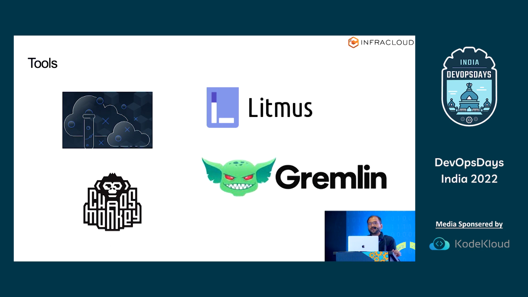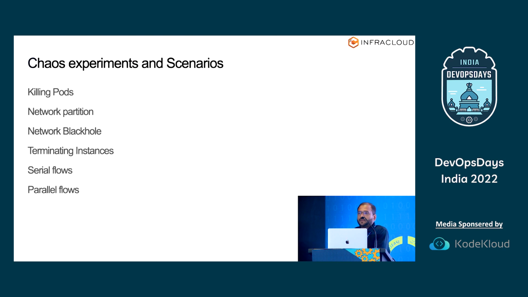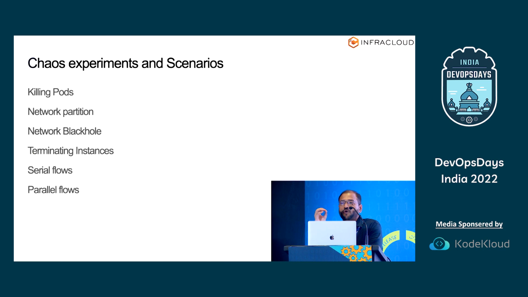What tools can you use? AWS FIS, Fault Injection Simulator, Gremlin, Litmus, and Chaos Monkey. There are many other tools, but these are primarily what I have been exploring. Coming to Litmus, the main terms are chaos experiment and scenarios. An experiment is the smallest thing in which you want to induce a failure. Let's say I want to kill the pods. That is your experiment.